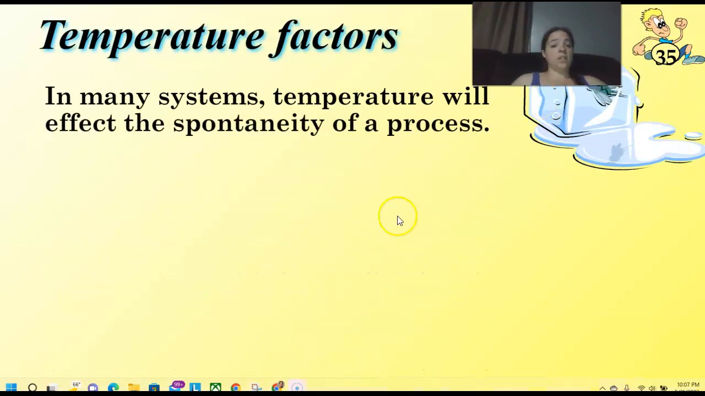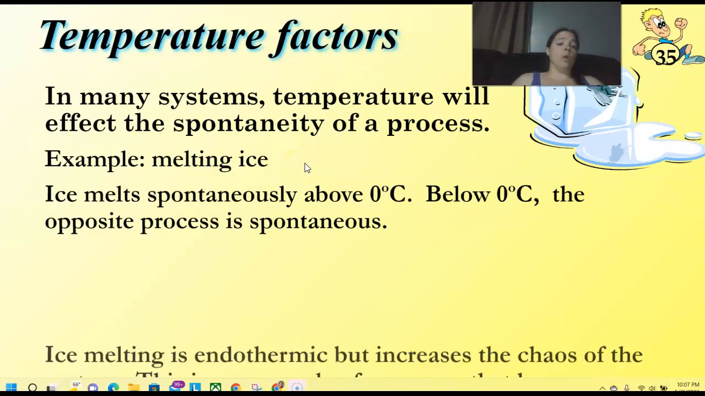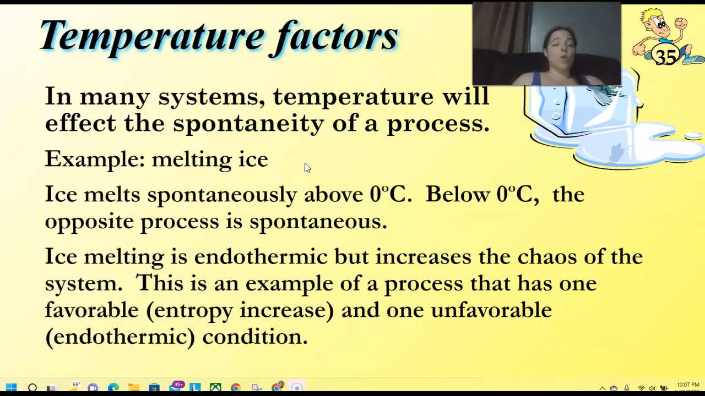All right, temperature factors. We didn't get this in class. Just know in many systems, temperature will affect spontaneity of a process. For example, like we said earlier, melting ice. Ice spontaneously melts above 0 degrees Celsius. Below 0 degrees Celsius, the opposite process is spontaneous. Meaning, ice melting is endothermic, but increases the chaos of the system. This is an example of a process that has one favorable entropy increase and one unfavorable endothermic condition.